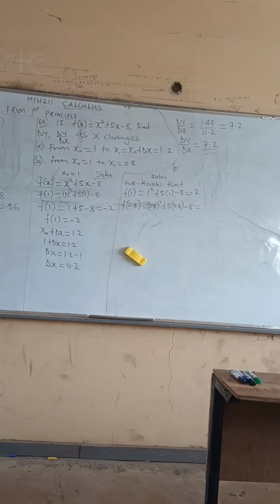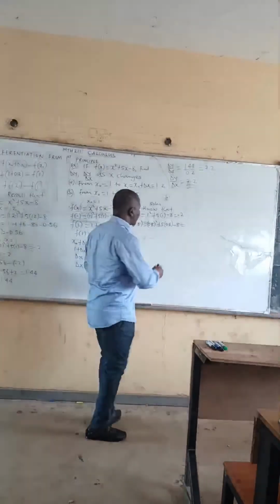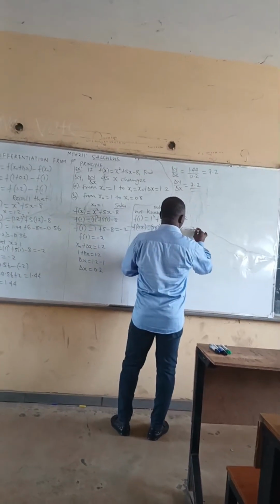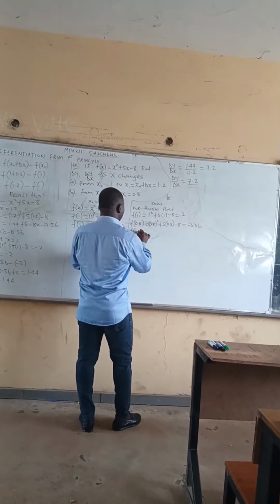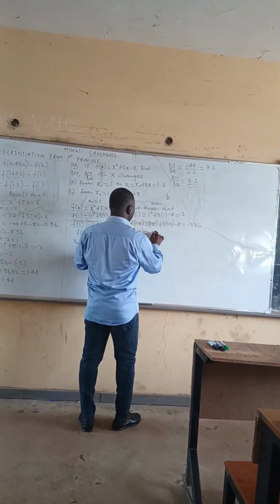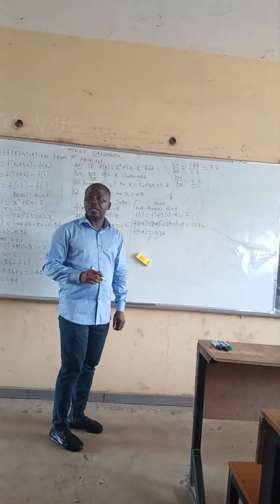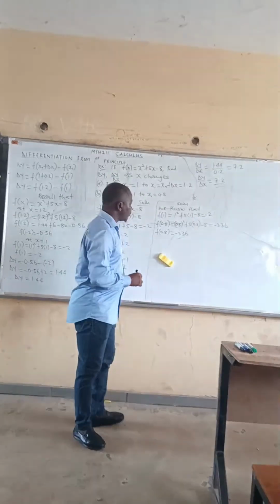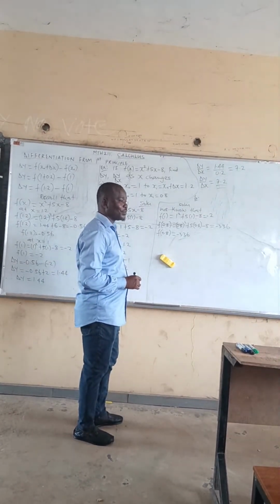You are supposed to have minus 3.36. It means our f of 0.8 is equal to minus 3.36. Are you following? Okay, so now what are we going to do?